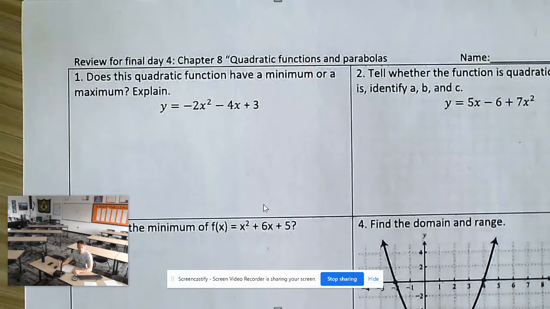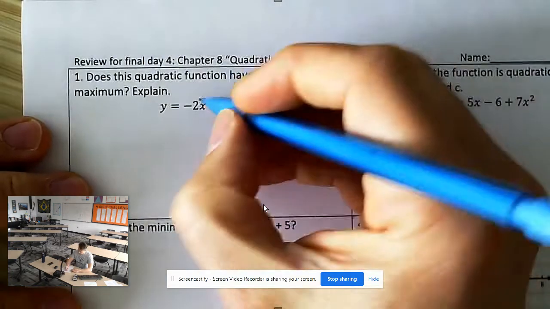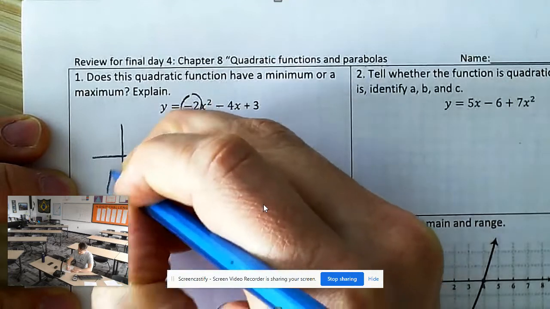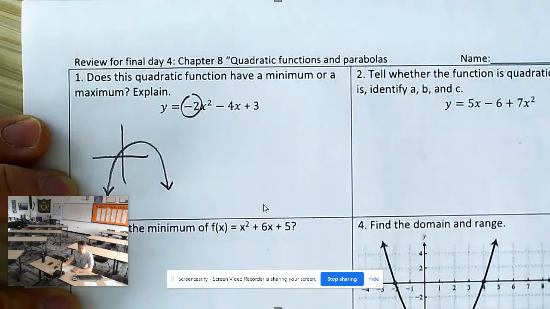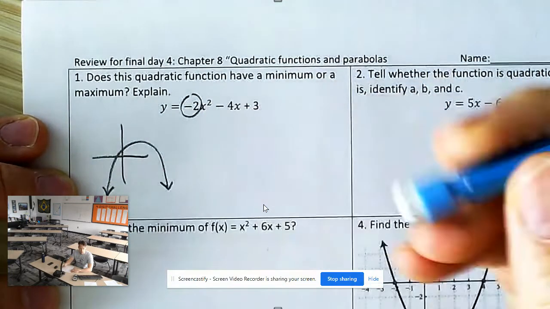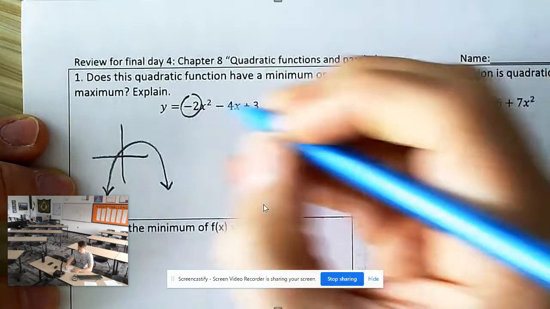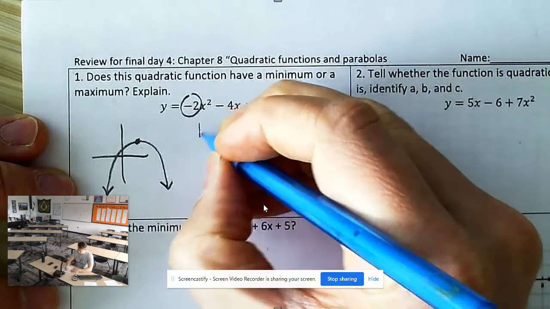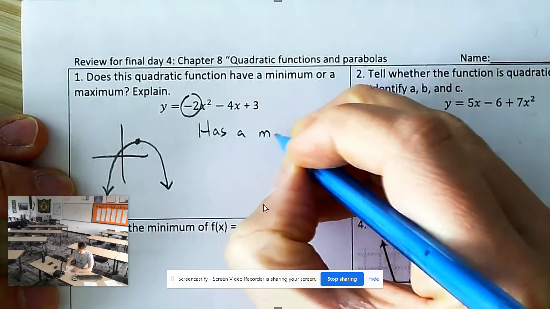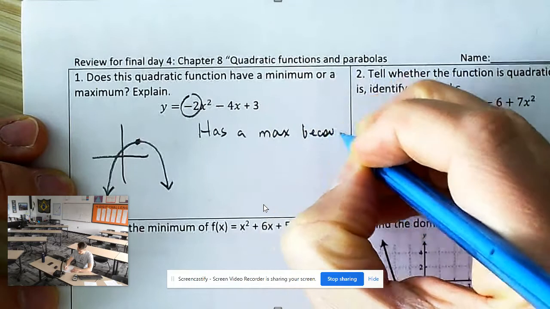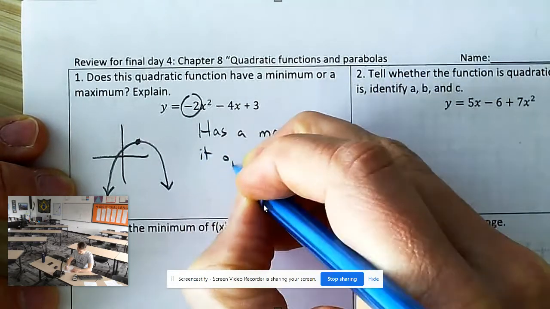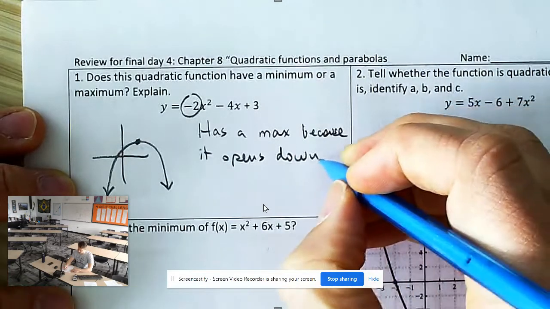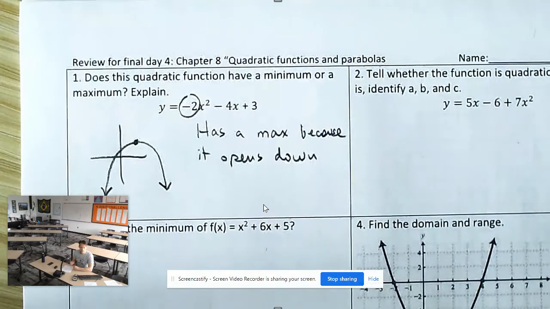Does this quadratic function have a minimum or maximum? Explain. Well, because the leading coefficient is negative, that tells you that this parabola is going to open down. And actually, I didn't take the time to graph it. I don't really know where it is exactly, but I know it opens down, and therefore I know it has a maximum. So it has a max because it opens down. And I know that it opens down because it has a leading coefficient that is negative. A is negative.